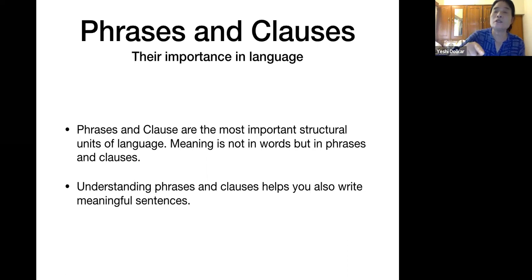Okay, so it's important to know what phrases mean and what clauses mean. Now, it also helps you. Once you understand phrases and clauses and how you use them in sentences, all right, then you will be able to write easily and write good sentences and write meaningful sentences without making big mistakes.